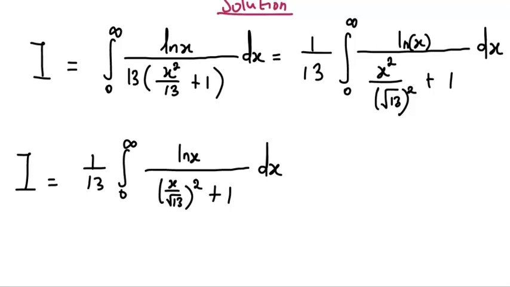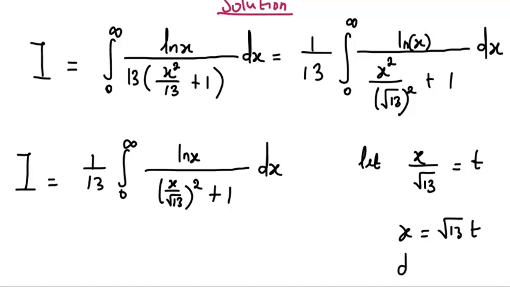So let's make the following substitution. We're going to let x divided by root of 13 equal t. When you cross multiply, we see x is equal to root of 13 multiplied by t. Differentiate both sides, we get dx is equal to root of 13 dt.